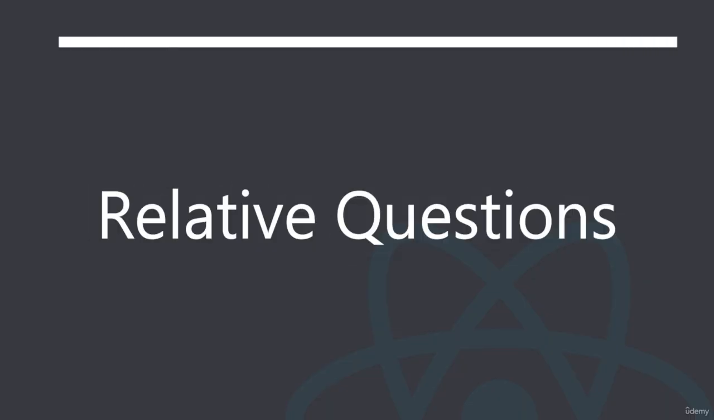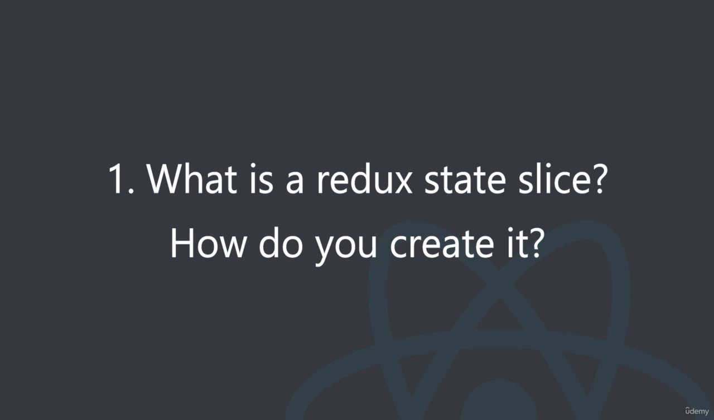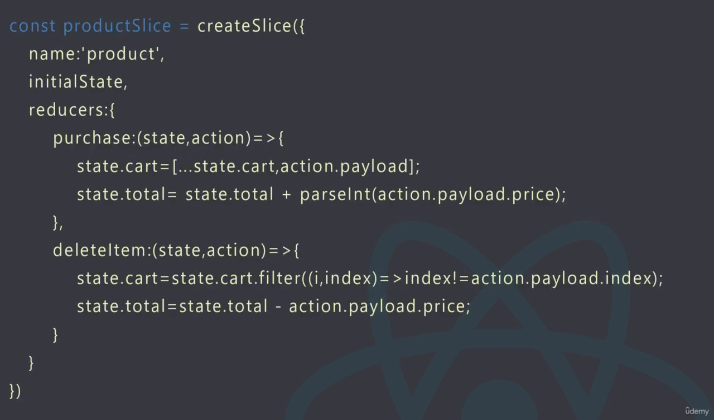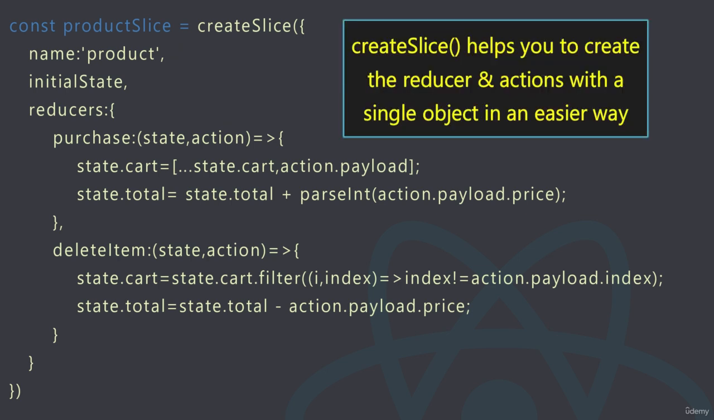Now let's talk about related questions. The first is, what is a Redux state slice and how do you create it? So basically, when we are dealing with reducers and actions inside normal Redux, when it comes to Redux Toolkit, we create a separate slice, a slice which contains an object, and we use the createSlice method like this. And there are a few parameters which we pass where we give the name, the initial state, and the reducers. So basically, createSlice helps you to create the reducer and actions with a single object in an easier way.